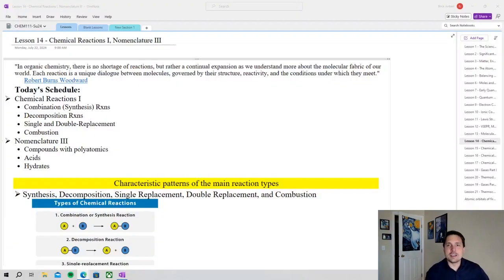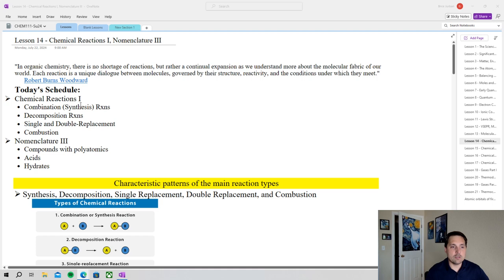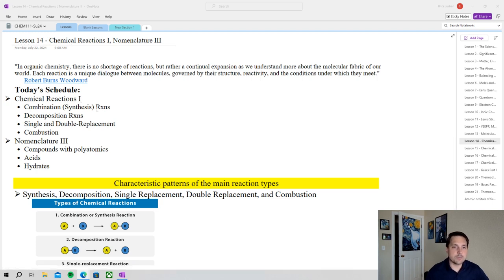Welcome back, everyone. In this week's lessons, we're going to be talking about a lot of different chemical reactions and starting to move away from our understanding of atomic theory. Our understanding of atomic theory will help us in a lot of different ways, especially when it comes to understanding redox chemistry. But what we're going to do today is learn about 5 different types of chemical reactions, and I'll give an example of a variety of those. And then we'll talk about nomenclature of polyatomic compounds as well as acids and hydrates.